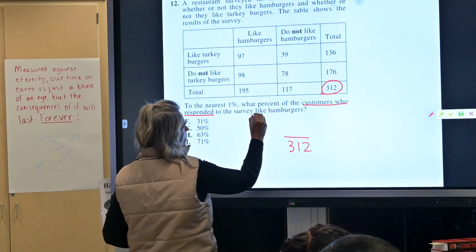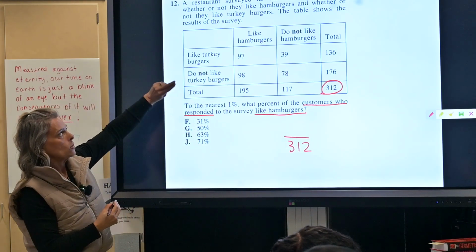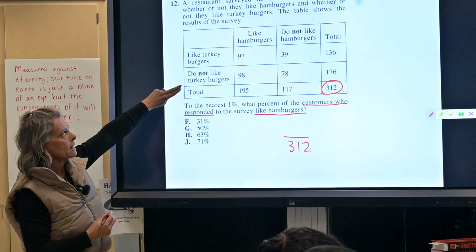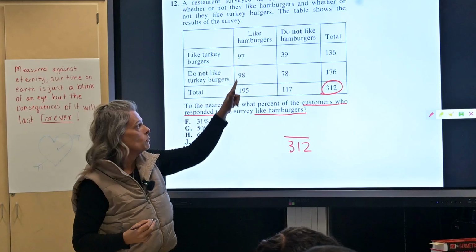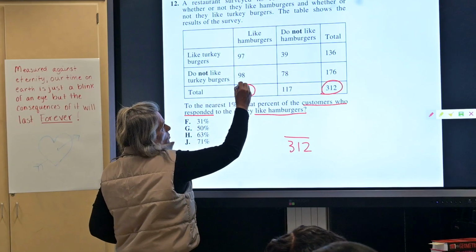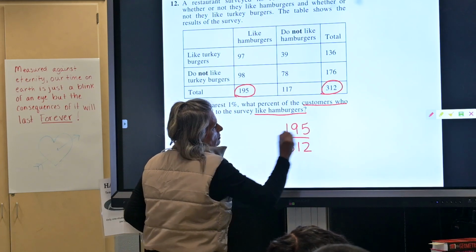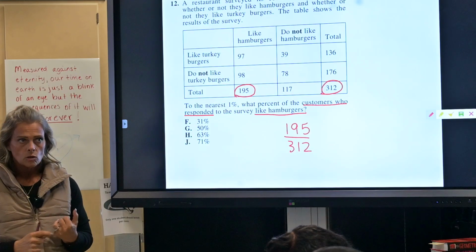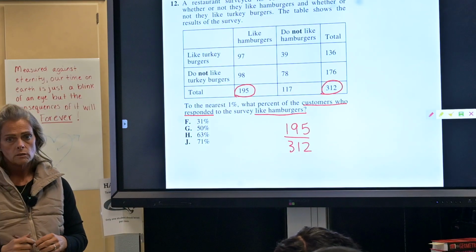How many people like hamburgers? Ooh, okay, now hold on. That's like turkey burgers, and this does not like turkey burgers, but if you look at the top, it says like hamburgers. We want to use this number, 195, okay? So 195 will be our numerator. Okay, you're gonna put that in your calculator. You're gonna get a decimal, but we're looking for a percent, so we're gonna multiply by 100, okay?